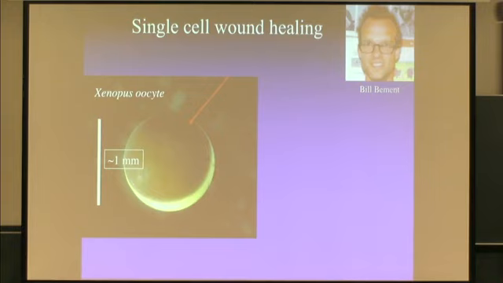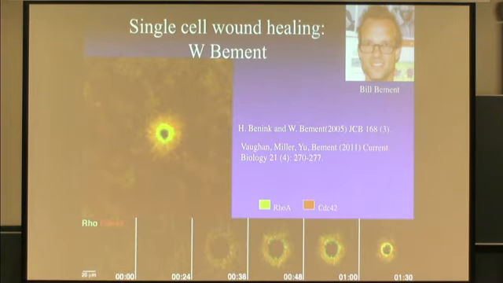So this is actually work by Bill Bement from Wisconsin, and what he does is he takes frog eggs and makes tiny little wounds. These are now single cell wounds on the surface of that egg. And what he sees happening on that surface is the wound closes, and associated with that closure are bands of Rho GTPases. So he's able to visualize two of these proteins that sit in the membrane, and these are Rho, shown in green, and CDC42, shown in red.